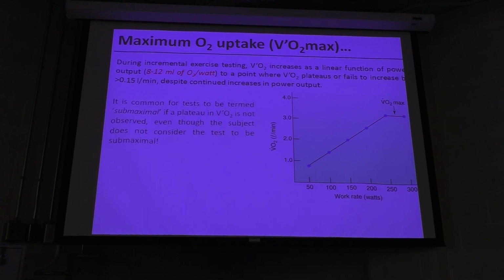So, it's common for tests to be termed submaximal if a plateau in VO2 is not observed, even though the subject does not consider the test to be submaximal. So it's a little bit deflating if somebody comes in and blasts out to 95% of their predicted heart rate, they're 10 on the Borg scale, you know, in terms of leg discomfort, ratings of perceived exertion, shortness of breath, but they didn't reach a plateau in their VO2. Are you really going to tell that person that they really didn't exercise to their max?